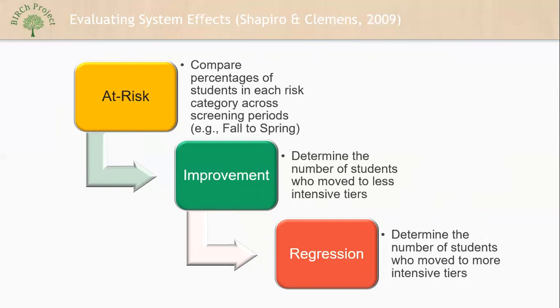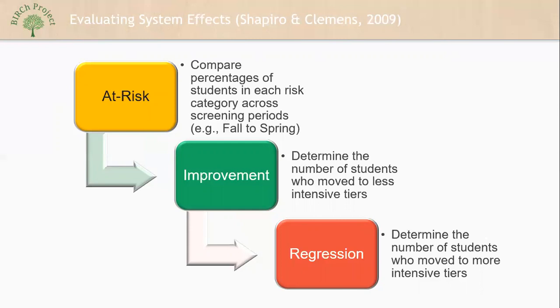We compare percentages from each screening period for those students at risk. The next step is to determine how many students have improved. So we want to look to see the percentage or the number of students who have moved to a less intensive tier from one screening period to the next. So from fall to winter or from fall to spring, how many students moved from some risk to low risk? How many students moved from high risk to some risk or low risk? This gives us some indication that our supports that we have in place are effective.